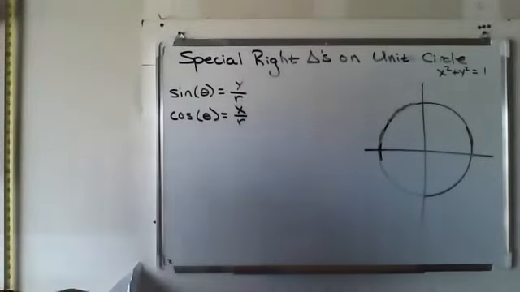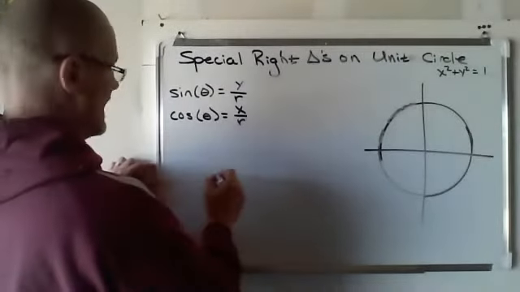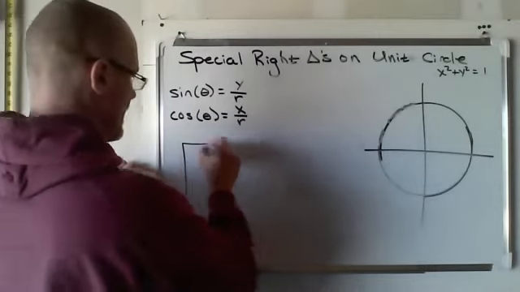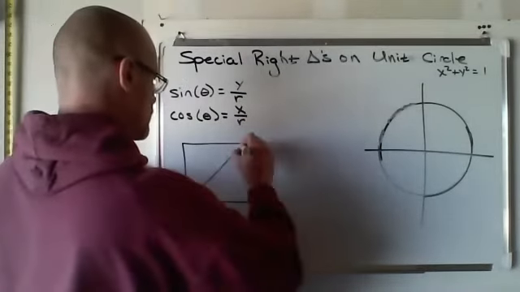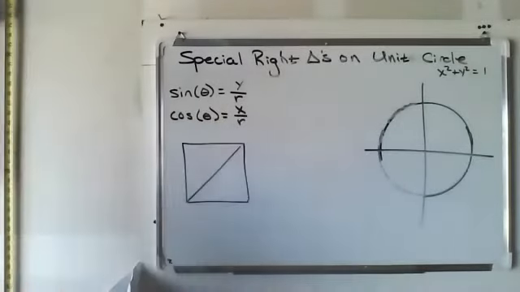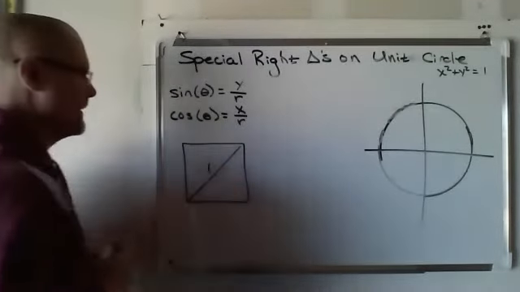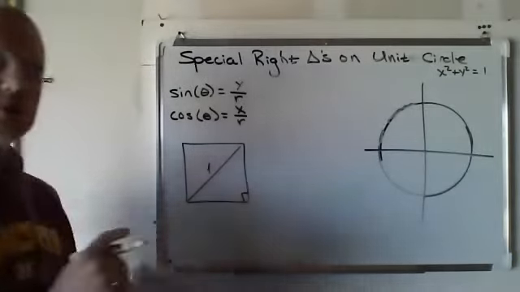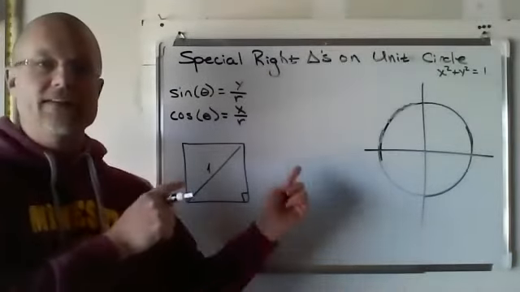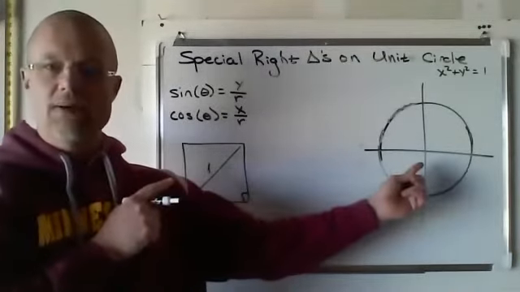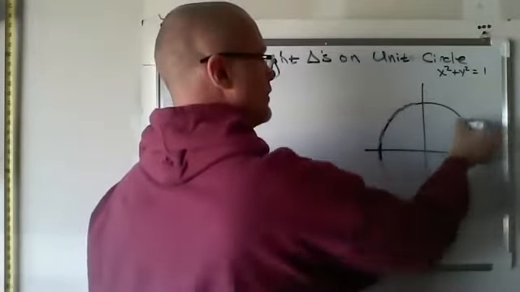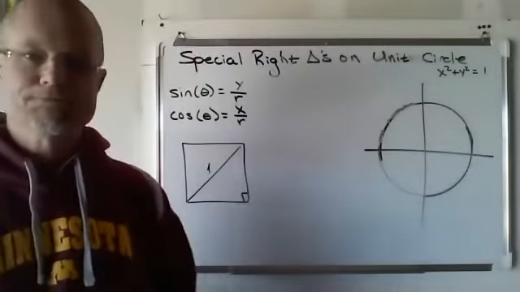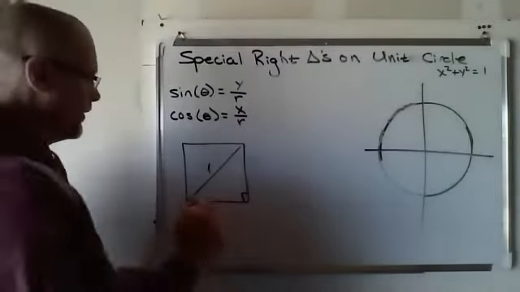Okay. So the other one that we have is the half of a square. And this square has a hypotenuse of 1 because that's where we get the right triangle. Remember, we want all the right triangles that we put on here to have a hypotenuse of 1 because when we draw them in here, we need the radius to be 1.